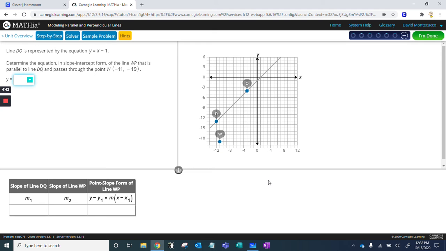Okay, so I'm going to go step by step. First of all, we have x minus 1. Now we need to do the slope of the line, +1. There's a +1 right there, so let's just put a 1 in. Okay, slope of WP.